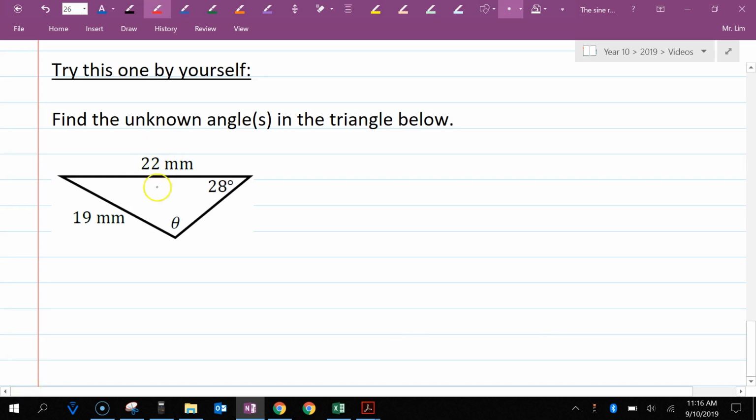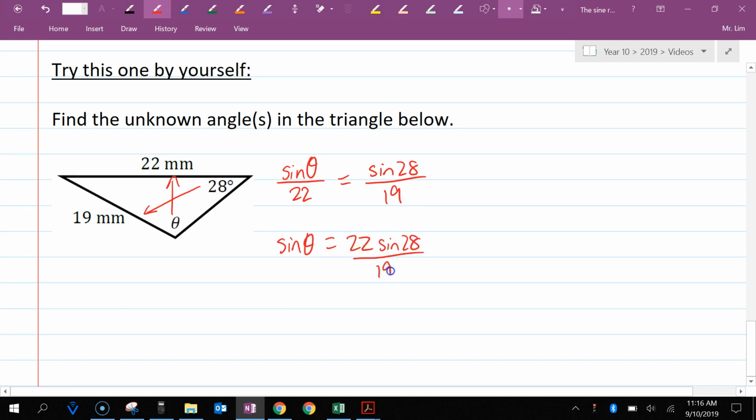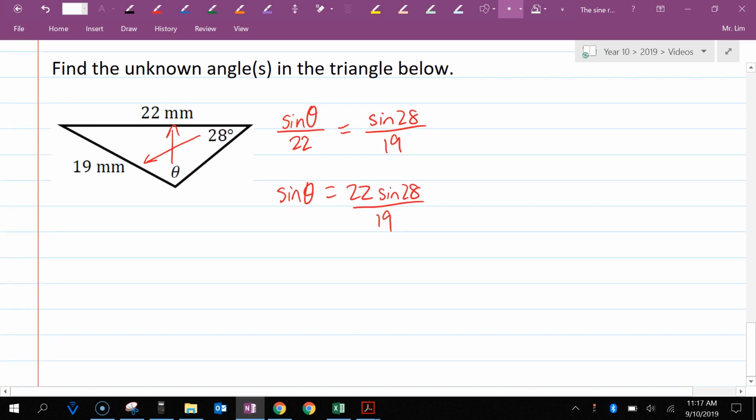Okay, and because we've got two sides and two angles, we're using the sine rule. Because we're finding an unknown angle, we put the angle at the top. Sine of the angle over the opposite side is equal to sine of the angle over the opposite side. Therefore, sine of theta has to equal 22 sine of 28 over 19. And therefore, the angle theta has to equal the inverse sine of 22 sine 28 over 19.